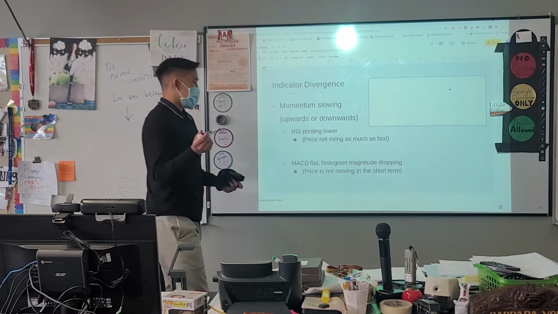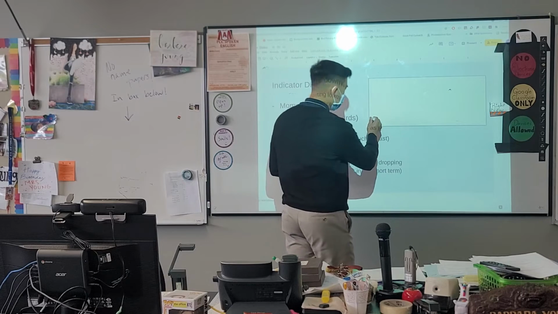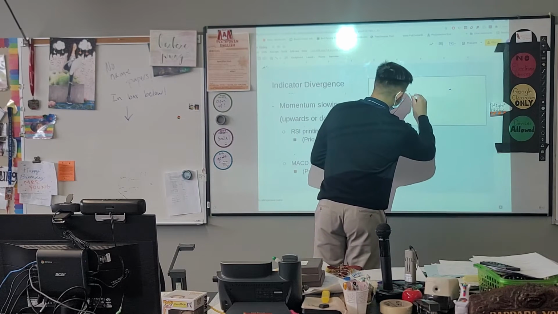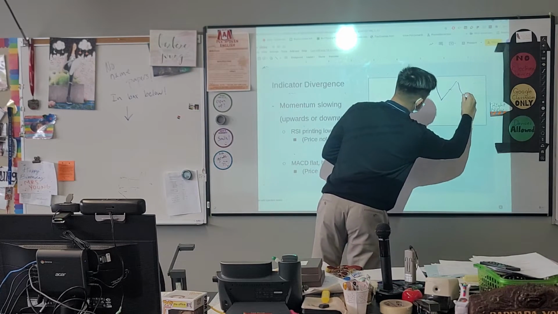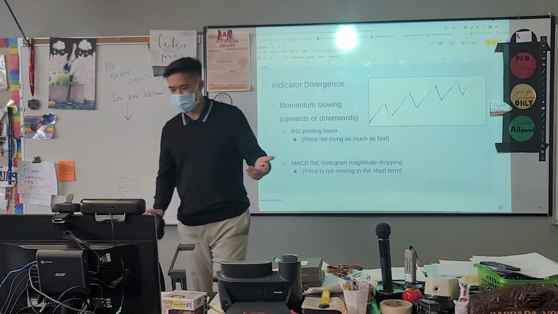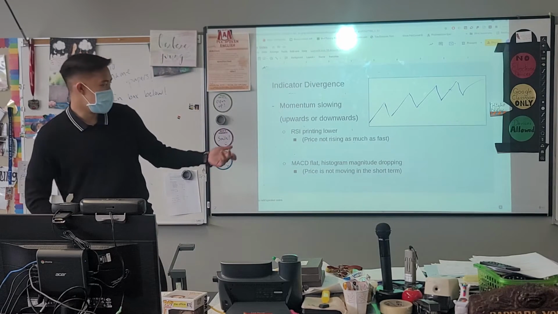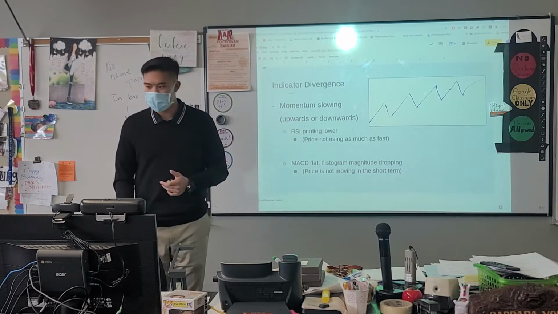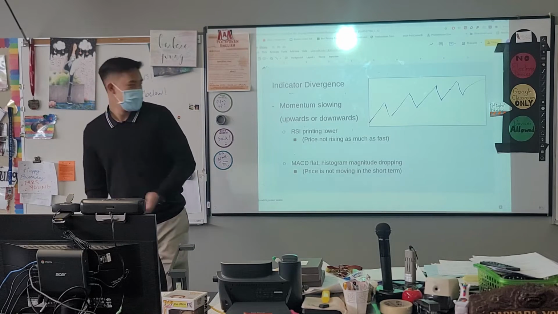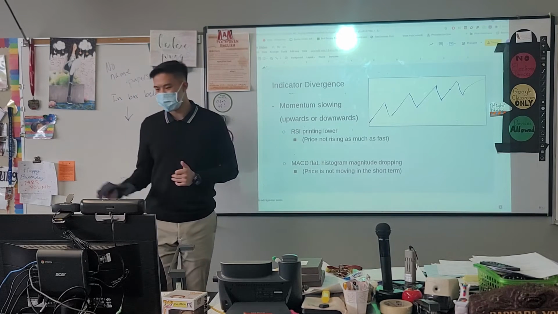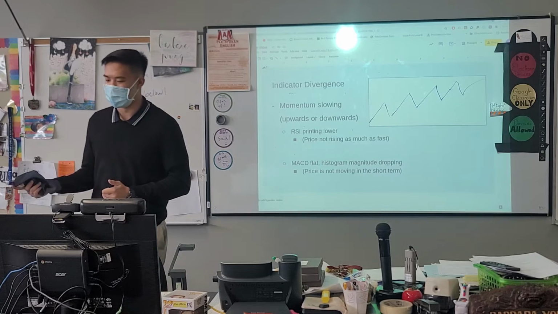So how is this useful, right? If we have a chart of the price like this, you can't really see anything just from the price. But if you put an indicator on top of that, it could show the momentum a lot better. So indicator divergence is just when momentum is slowing down.